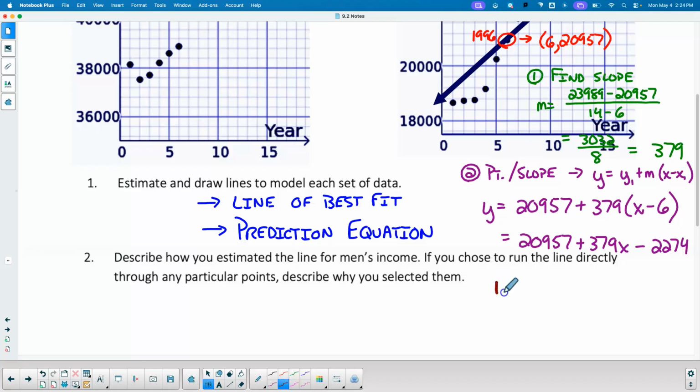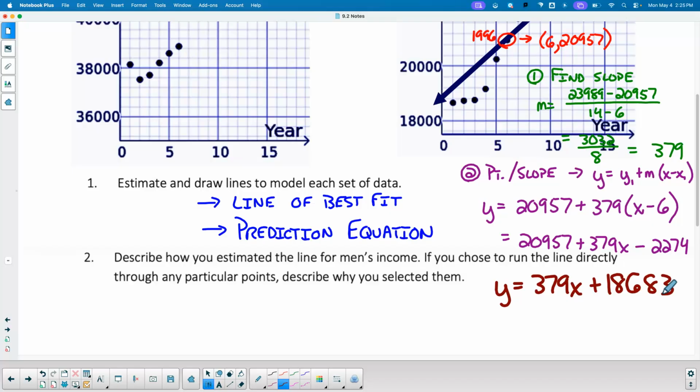So I get a prediction equation or a line of best fit of y equals 379x plus 18683. Do we agree with that? Yes. Okay.